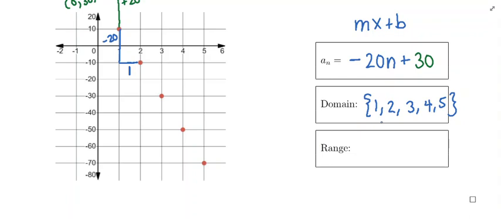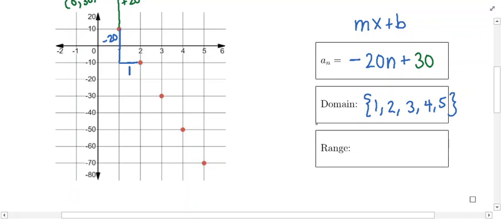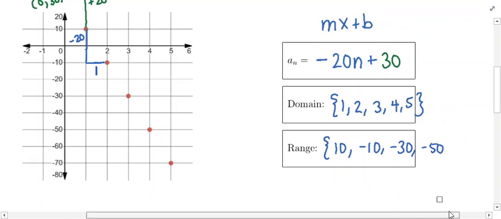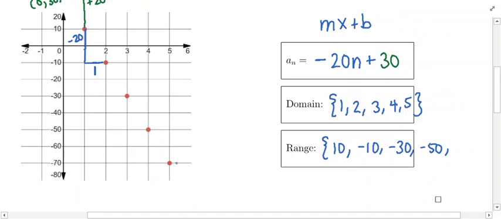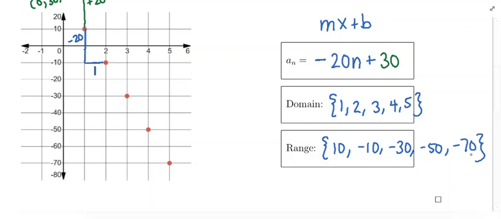All right, the range, those are the outputs or the terms of the sequence. Again, use the proper notation. The first term in the sequence is 10. The second term is negative 10. The third term is negative 30. The fourth term is negative 50, and the last term is right here. It's negative 70. And that's it. Knowing the characteristics of an arithmetic sequence made this a lot easier to do.